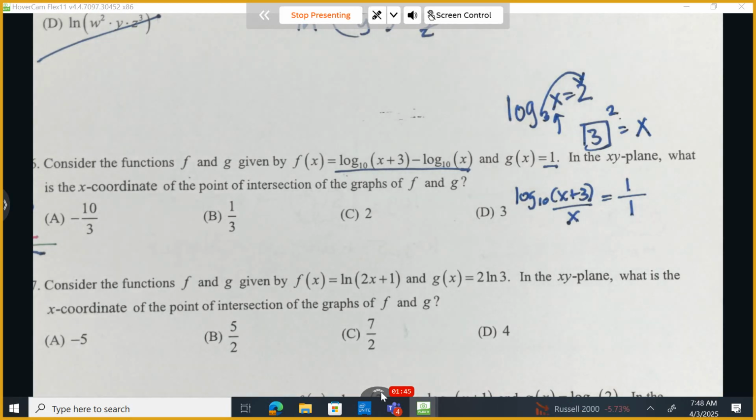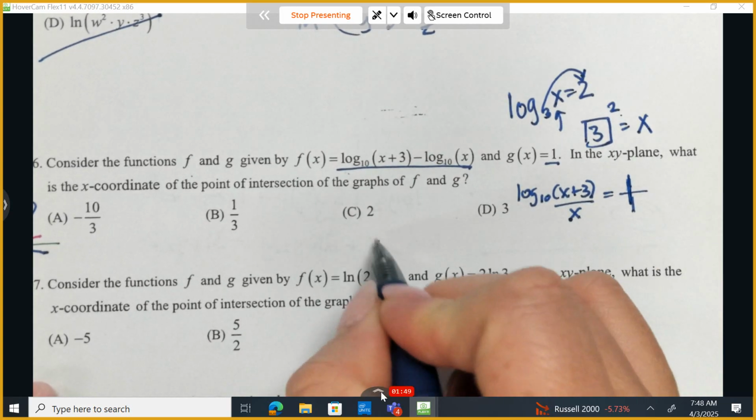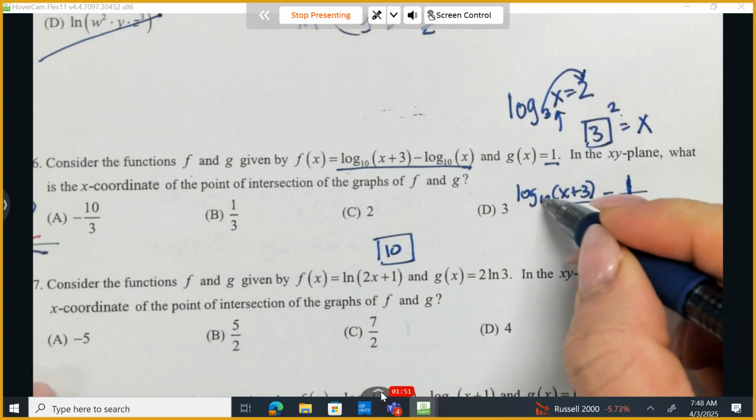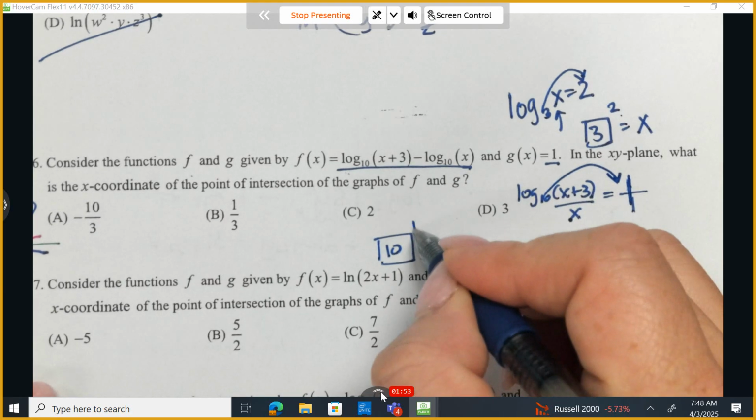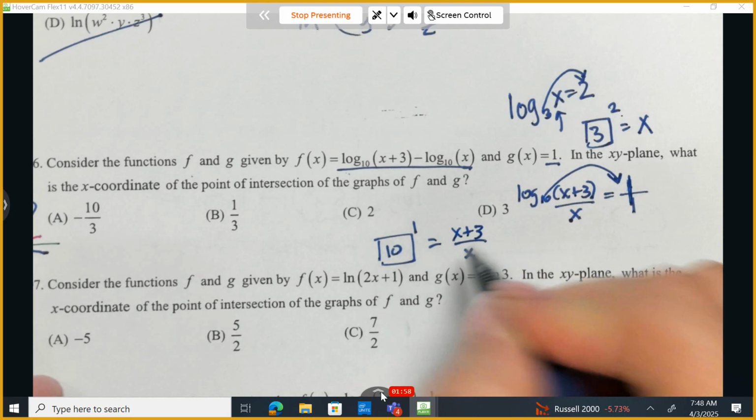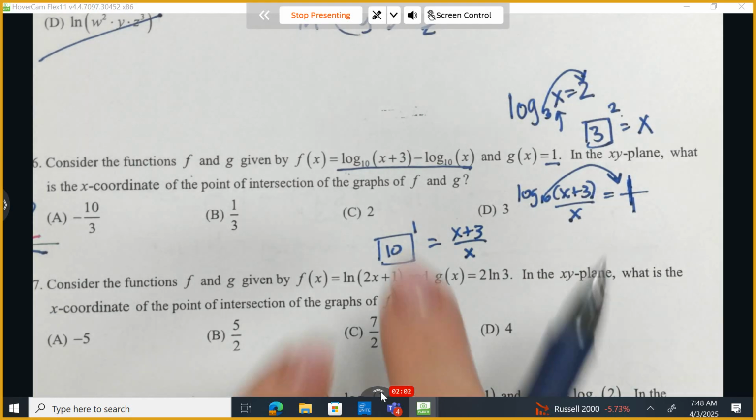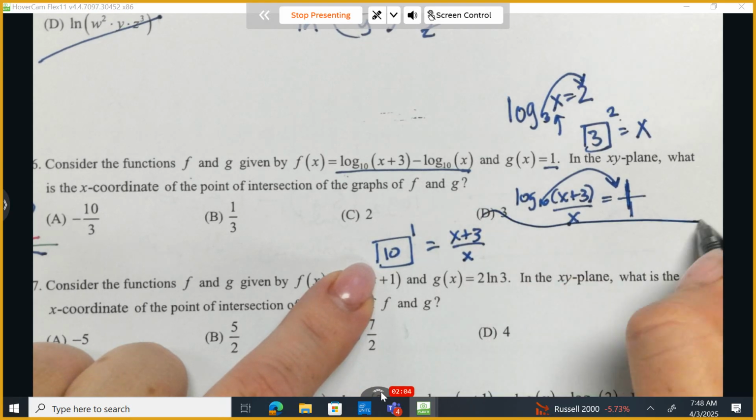Now, how does that relate to what we're doing? We're going to write this in exponential form. So 10 is my base. I'm going to raise it to whatever's on the opposite side, which is 1, and I'm going to set it equal to x plus 3 over x. Thumbs up or thumbs down if that makes sense to you right now. Okay, so I know 10 to the first is simply 10, so let me give myself some space.